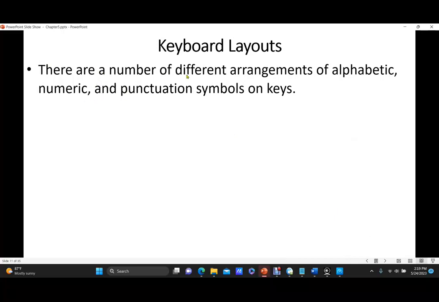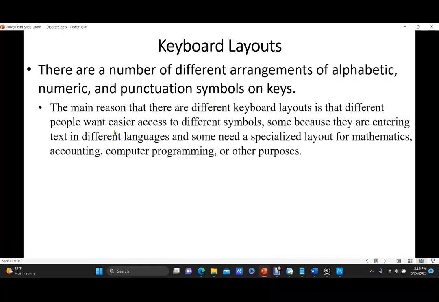There are a lot of different arrangements for the alphabetic, numeric, and punctuation symbols for the keys. The main reason that there are different keyboard layouts is that different people want easier access to different symbols. Some because they're entering text in different languages. Some need a specialized layout for things like mathematics or accounting or programming or other specific purposes.